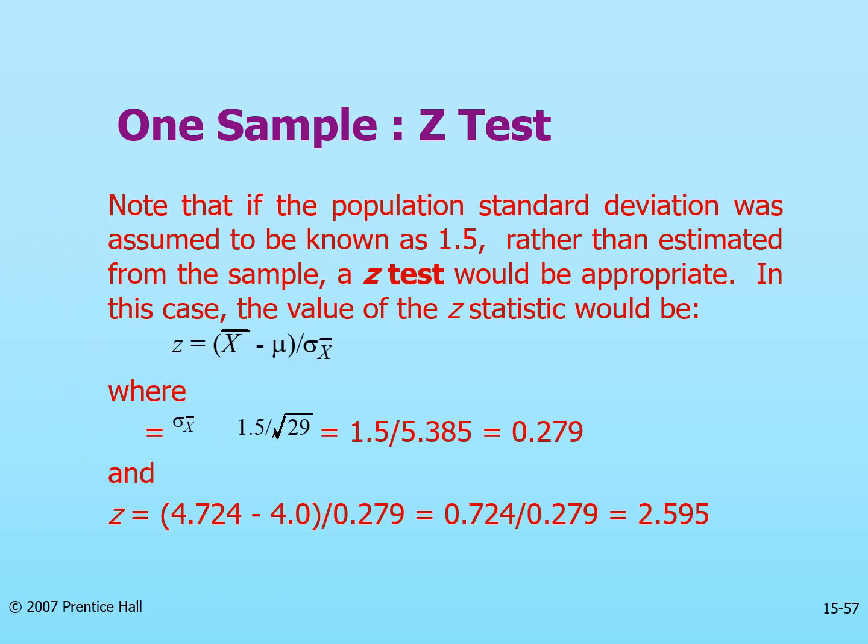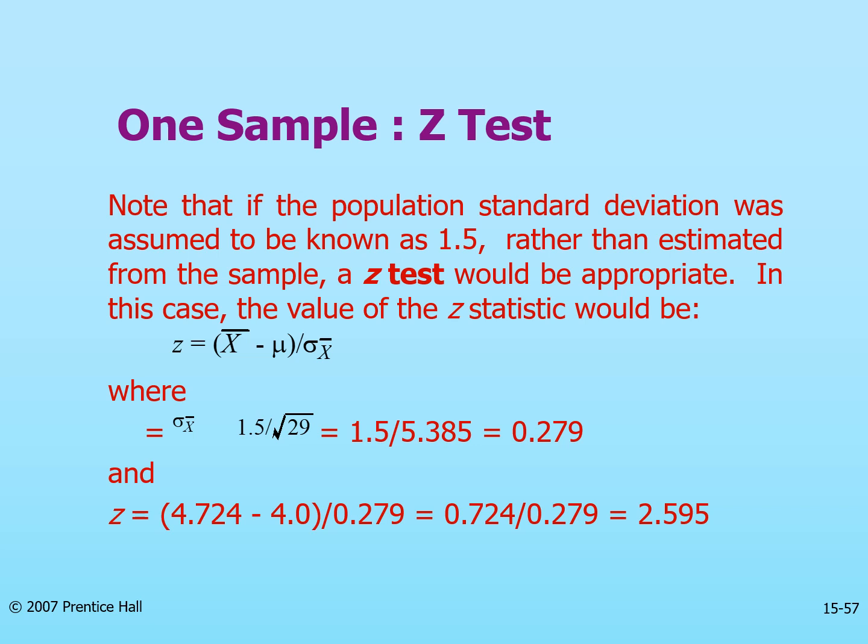Note that if the population standard deviation was assumed to be known as 1.5 rather than estimated from the sample, it means that from some of your own literature review or your own study, you have found the population standard deviation, or you are making an assumption instead of using the sample. Then that test would be appropriate.